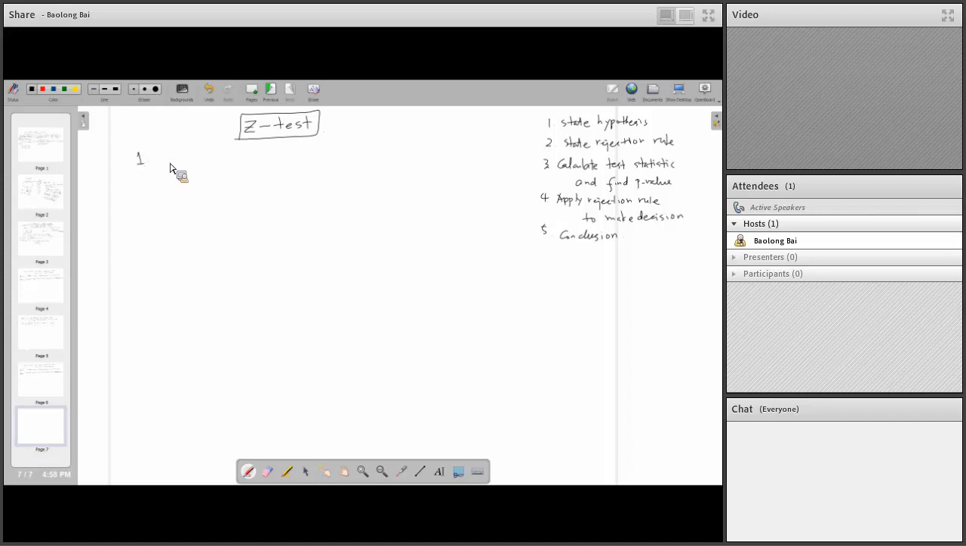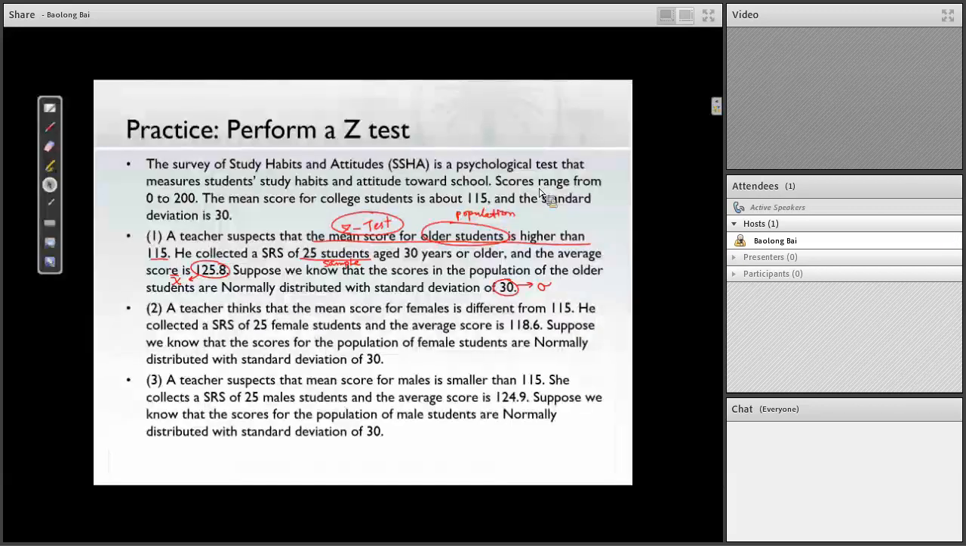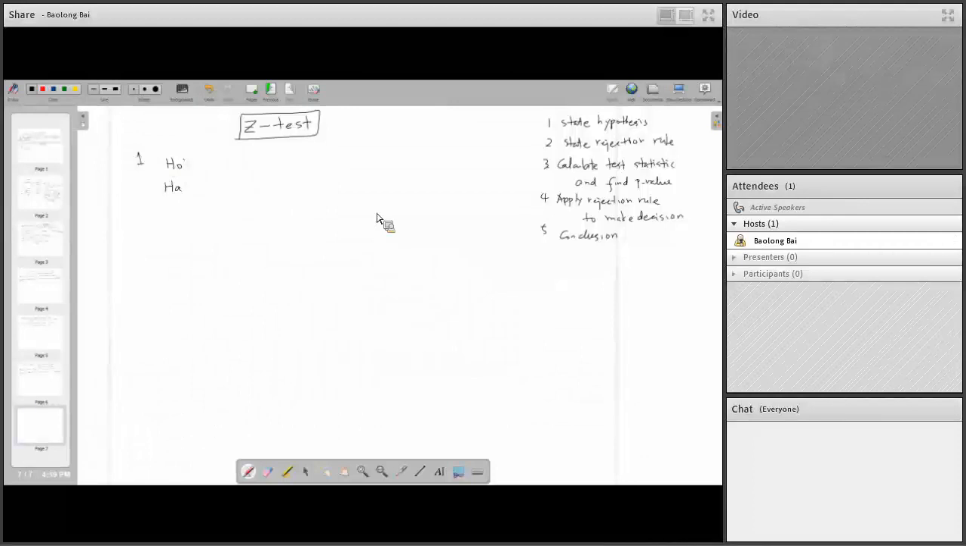So we need to go through the 5-step process. First step, stating the hypotheses. We have 2 hypotheses, the null hypothesis and the alternative hypothesis, right? We talked about how to state a hypothesis earlier. The mean score for older students is higher than 115; that's the claim we're trying to assess. That will be the hypothesis in the problem, right? But what kind of hypothesis is it? It's stating the mean score of the older students is higher than 115. It's stating something being different. That will be the alternative hypothesis, right?